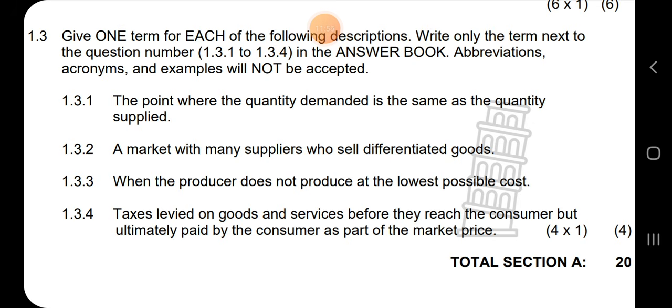And then 1.3.2 says demand equals supply. Sorry, 1.3.1 is equilibrium. And then 1.3.2, a market with many suppliers who sell differentiated products. That is monopolistic competition. I have videos here on the channel that explain a whole lot of this theory with regards to paper 2, so you can check that out.